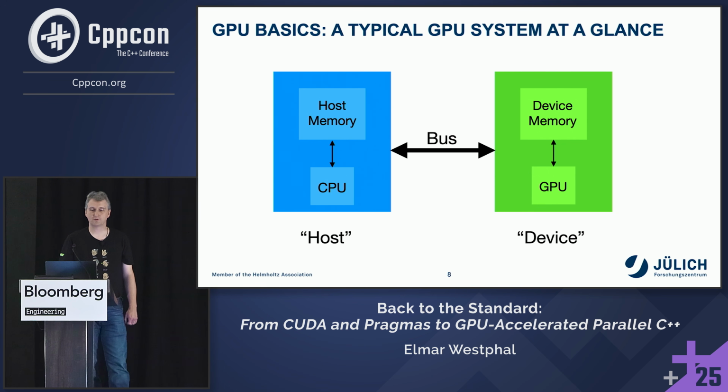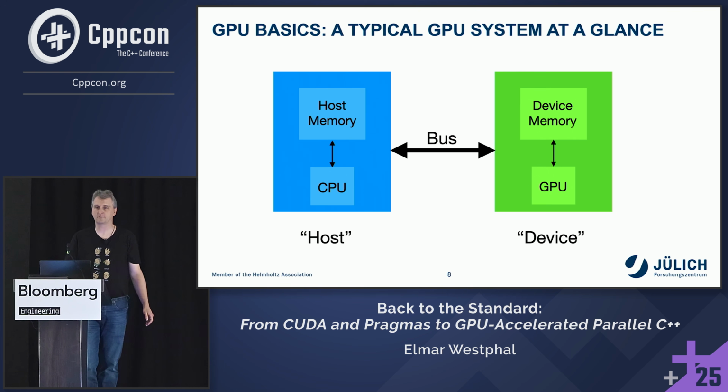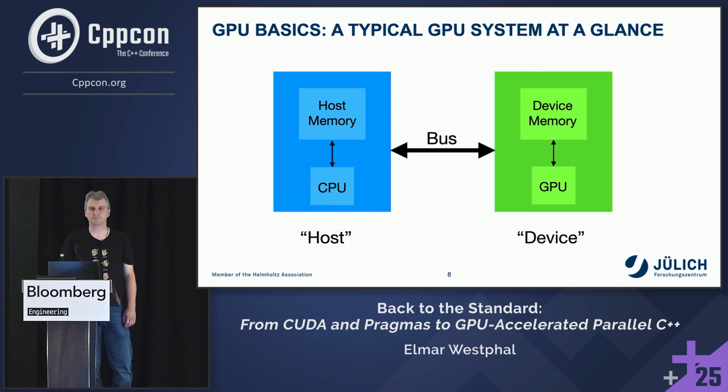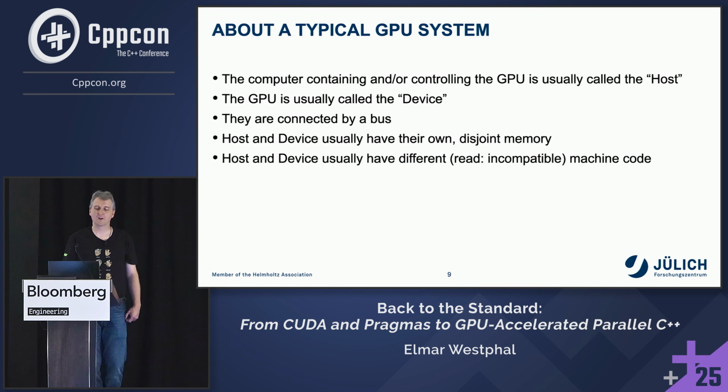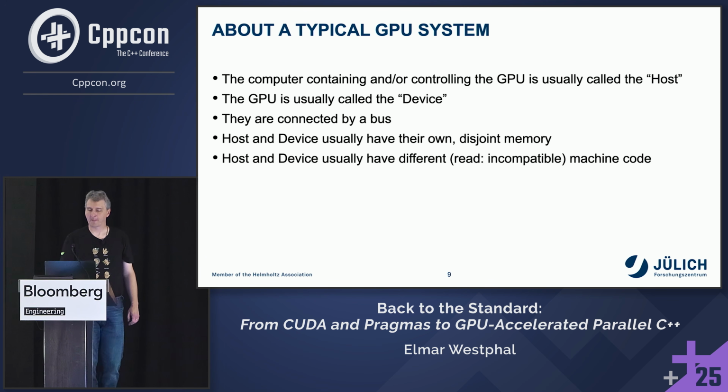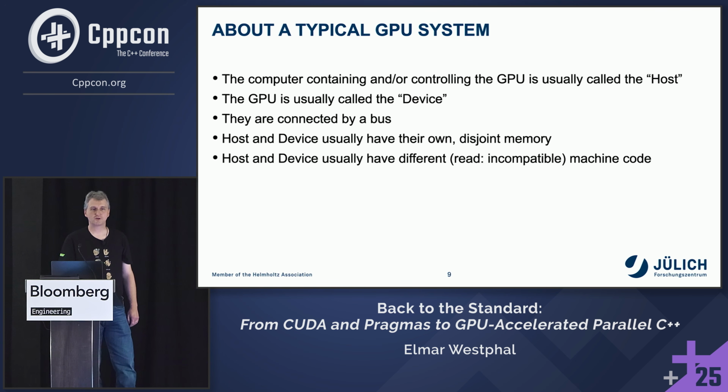And the two of them are connected by a bus of a given speed. In your desktop PC, you probably have some version of a PCI Express bus. In a supercomputing world, you can have, for instance, NVLink, which is much faster, but still slower than the in-memory or the intra-GPU communication. Also, host and device usually have incompatible machine codes.